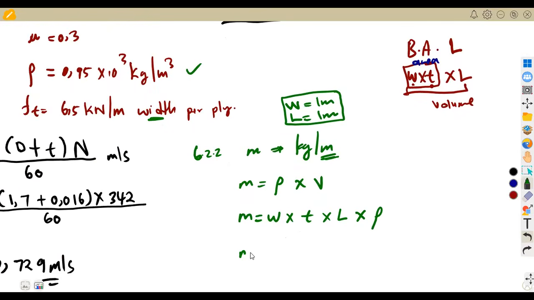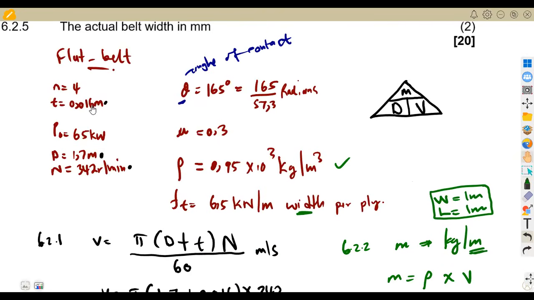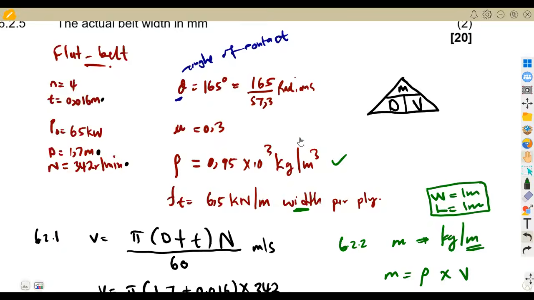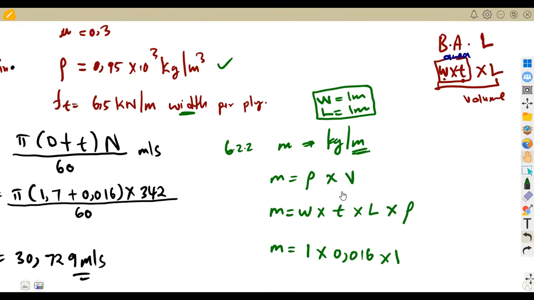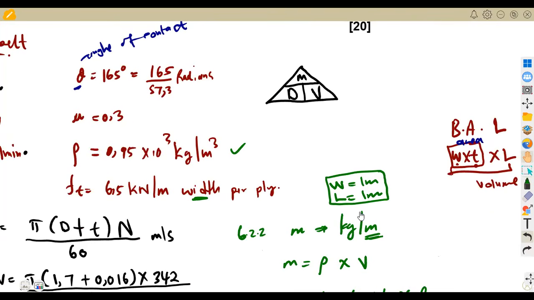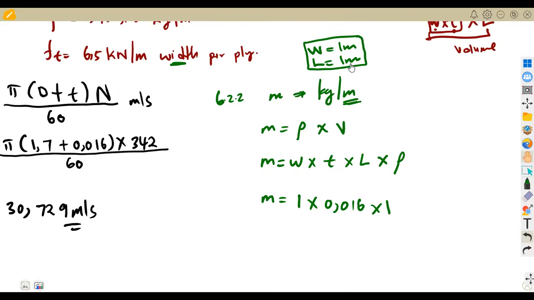All right. Since the maximum tension was taken per meter width, the width is 1 meter. So it's going to be 1 times the thickness of the belt. We are given the thickness of the belt here as 0.016. So this is the area, width times thickness, times the length. We now have the volume, and the length is taken at 1 meter. Remember, the mass is given in kilogram per meter length, so your length is 1 meter.